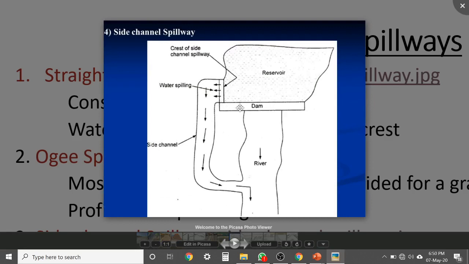See, this is the dam constructed across the river, and this is the reservoir where, on the upstream side of the dam, water is stored. You can see that here we are constructing an Ogee shaped or straight drop spillway, and water is taken outside from the upstream of the dam. This water taken outside is traveling along a side channel. That side channel is actually parallel to the crest also, and finally the channel reaches the downstream of the dam.